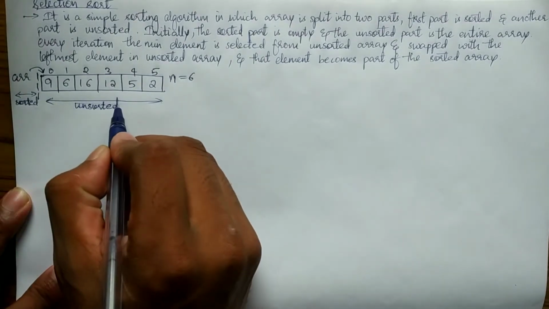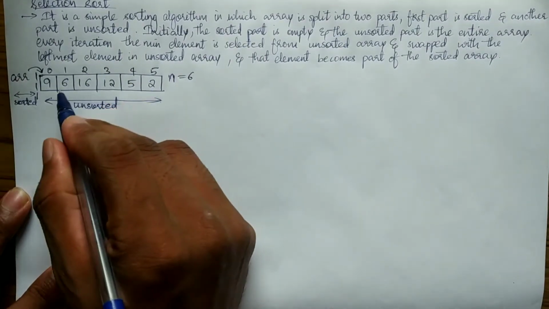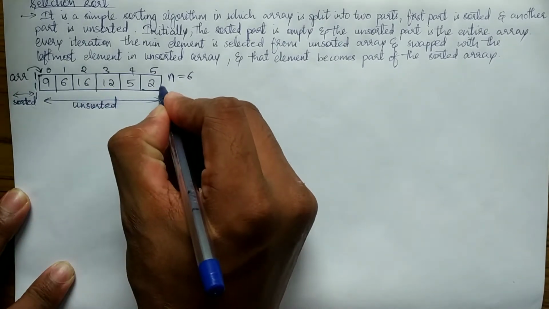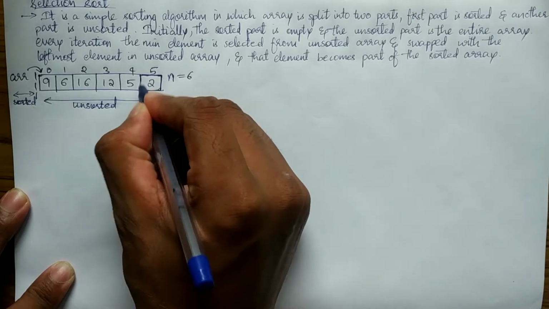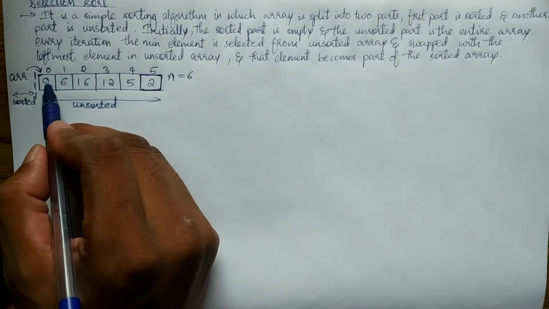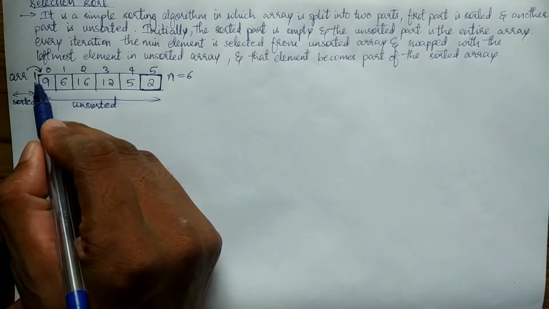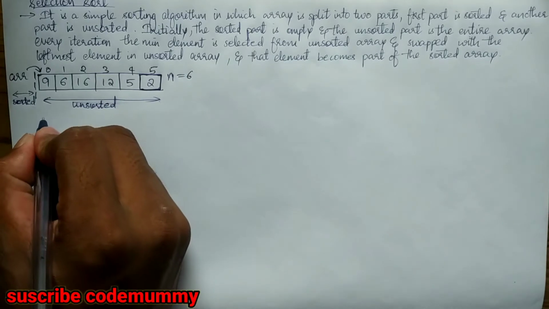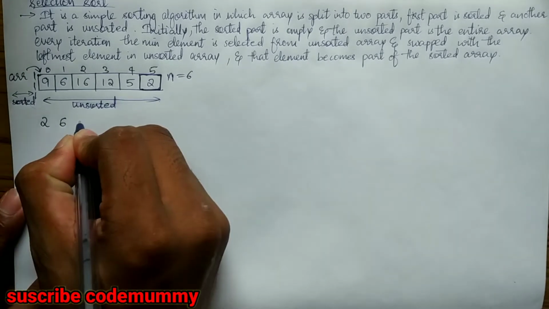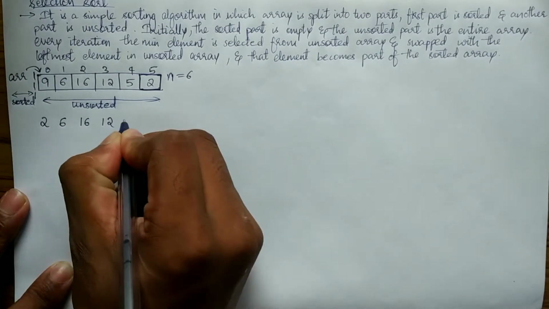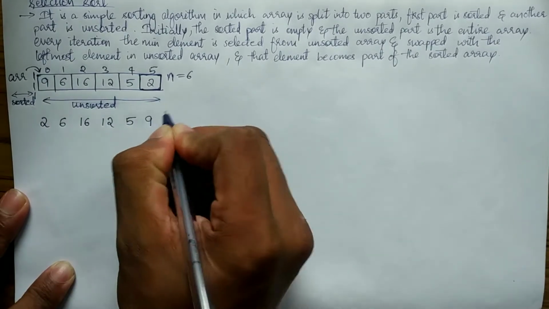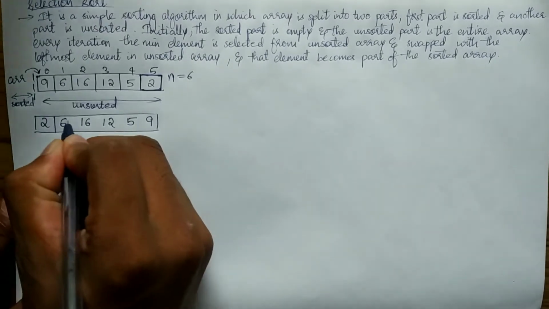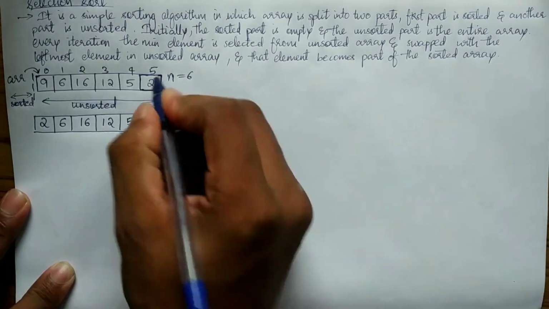Next, from the unsorted part we'll find the minimum element. So what is our minimum element in this array? It is 2. So we will select 2 and swap it with the leftmost element in the unsorted part. So we'll swap 9 and 2. This becomes 2, 6, 16, 12, 5 and 9. So we swapped 2 and 9 as 2 was our minimum element.